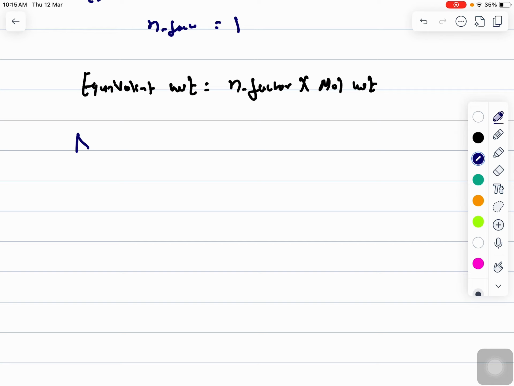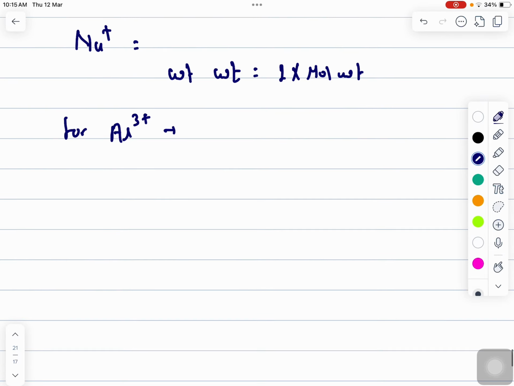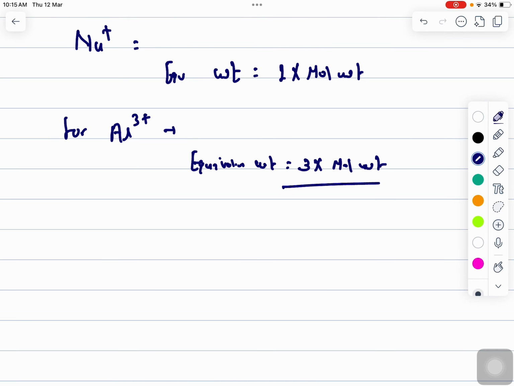So let's say for Na+, what will be the equivalent weight? Equivalent weight will be equal to 1 into molecular weight, right? So 1 into molecular weight, that's it. For, let's say, Al3+, what will be the equivalent weight? Sorry, this is equivalent weight. N factor, that is 3 into molecular weight, right? So and so forth, you can calculate all of these things, okay?